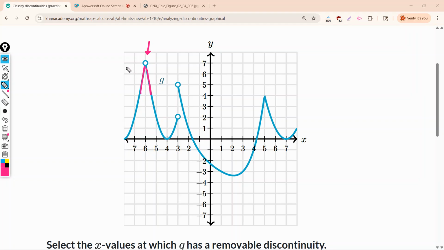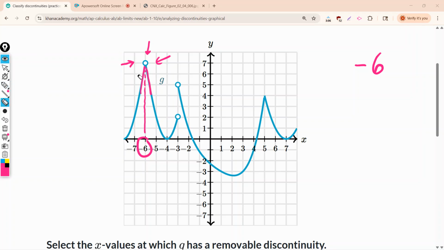If you look at the two-sided limit, if you approach from the left or approach from the right, it approaches the same y coordinate. This is a removable. So this point right here is at -6. Okay, so that's one of them.